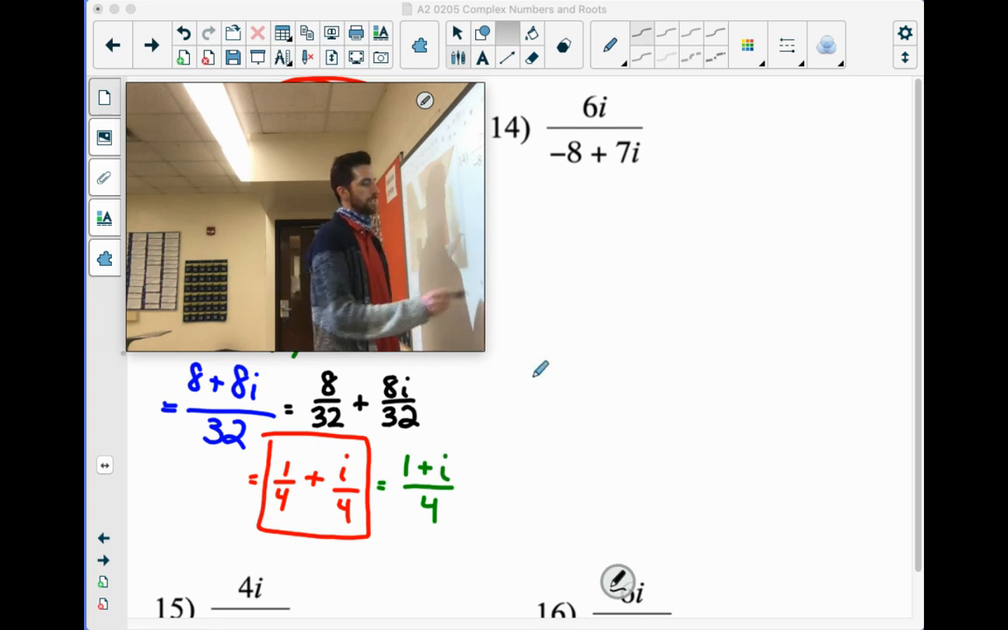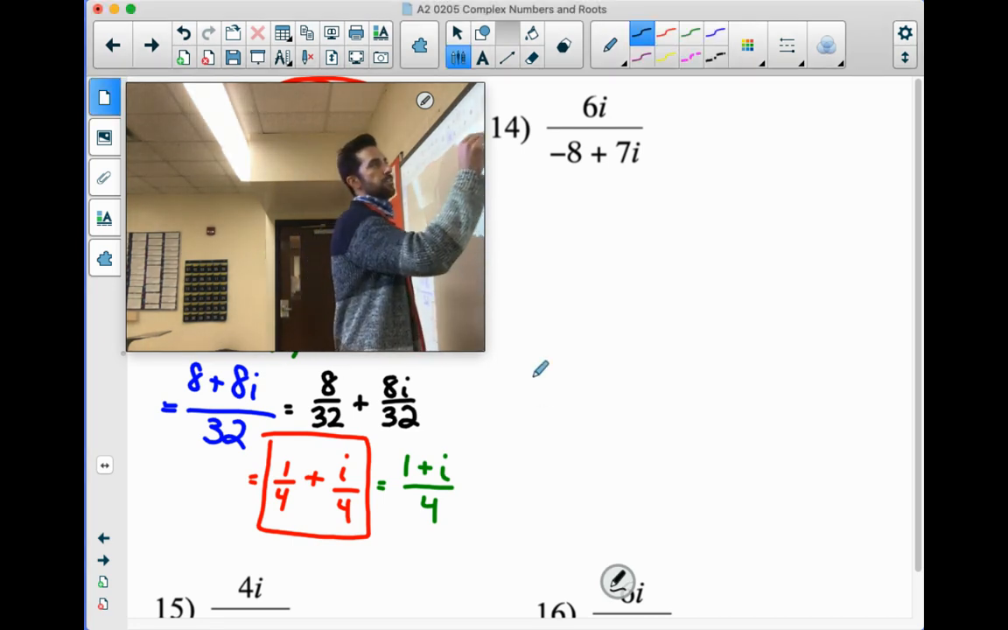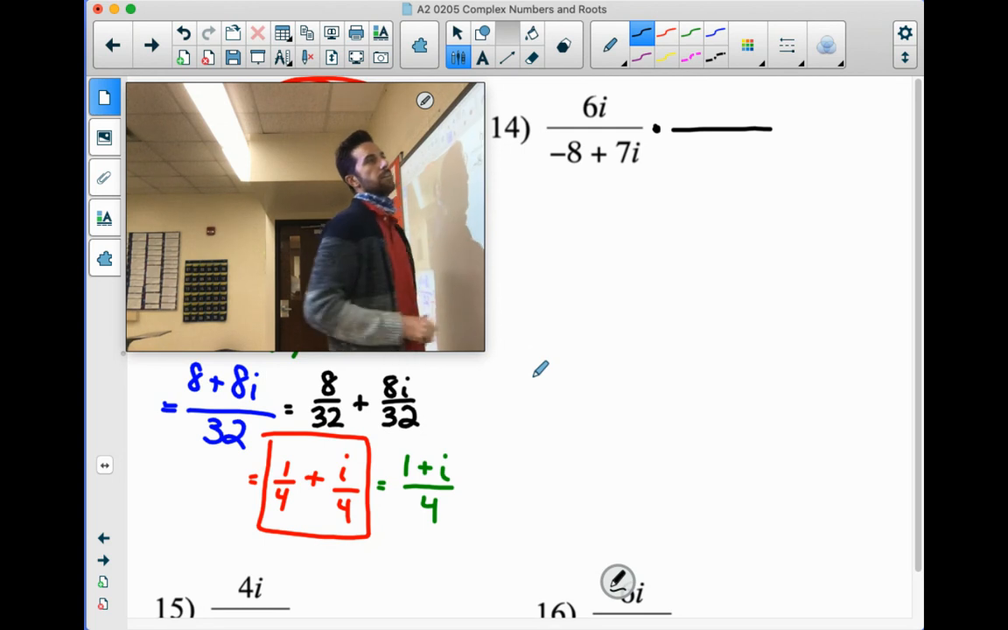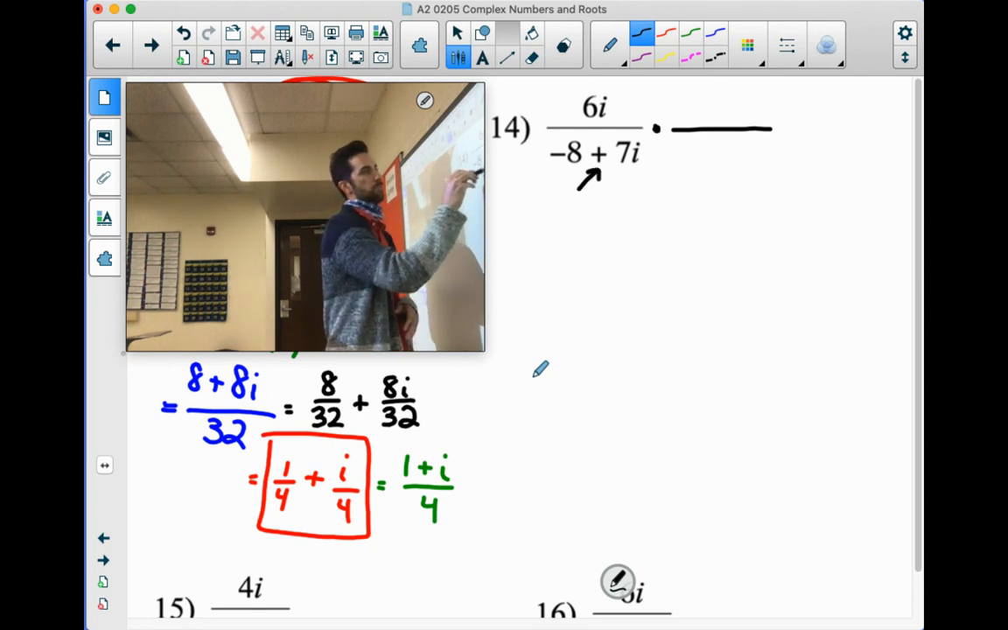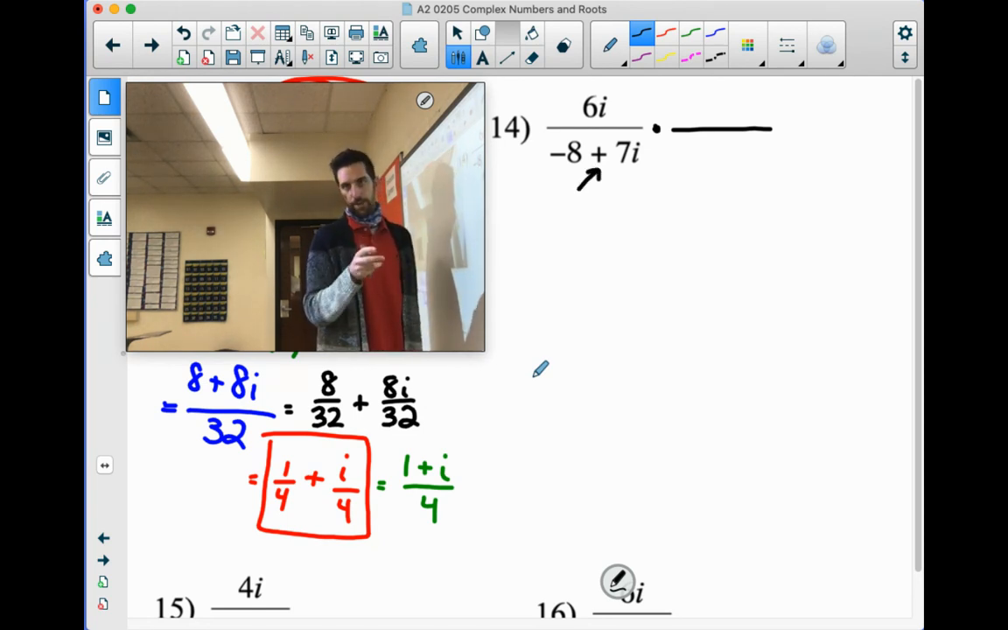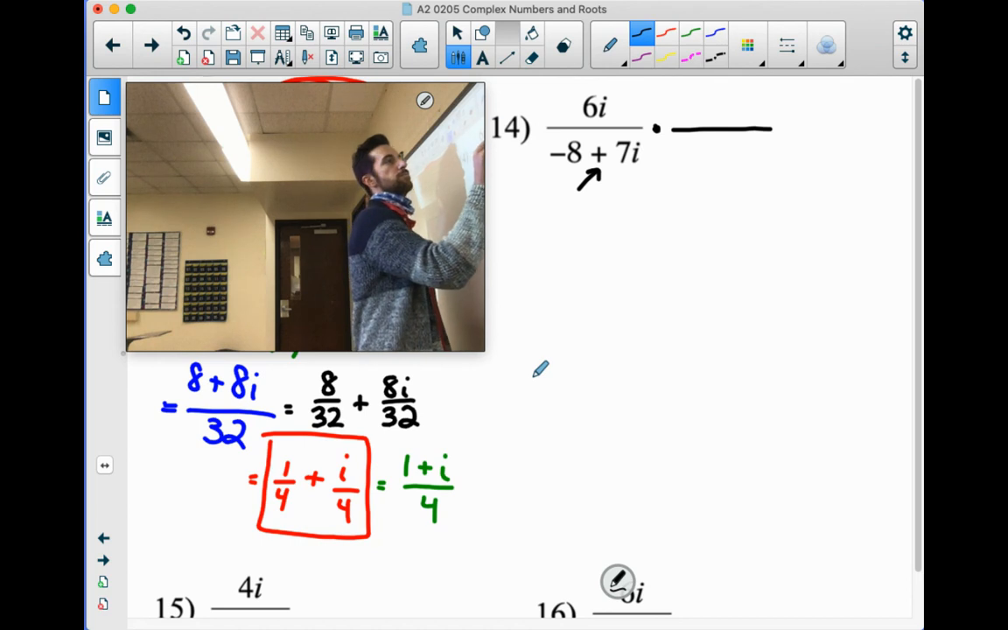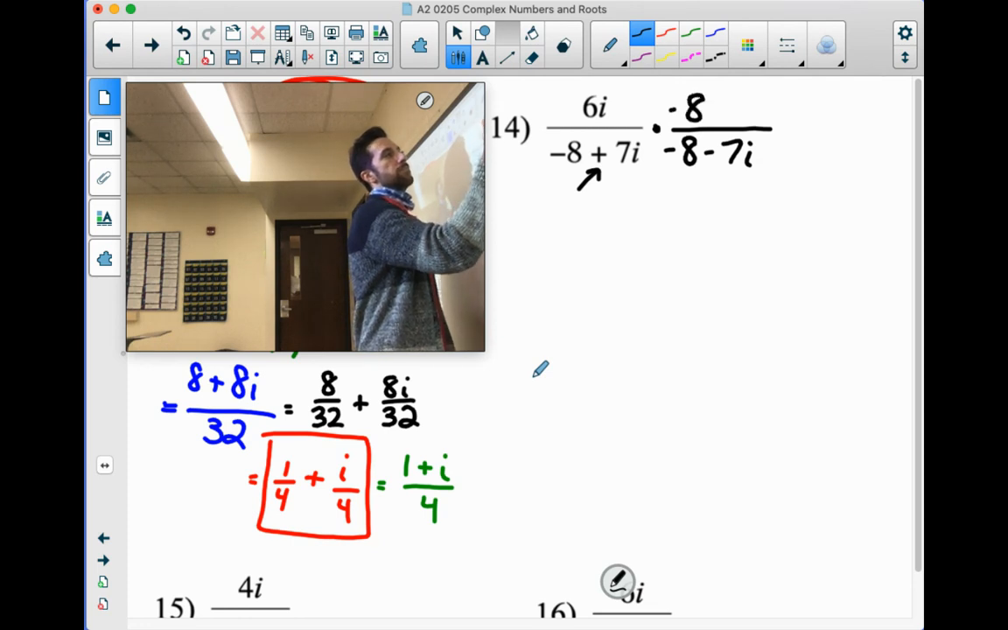Okay, so remember, we need to look at that denominator and go with the complex conjugate. So the only thing you change is the symbol in between. It changes from a plus to a minus, or a minus to a plus. So we are going to multiply by negative 8 minus 7i on top as well.